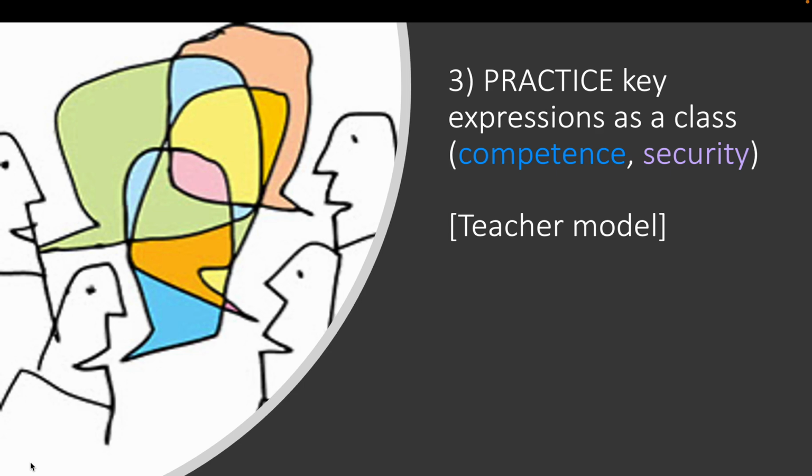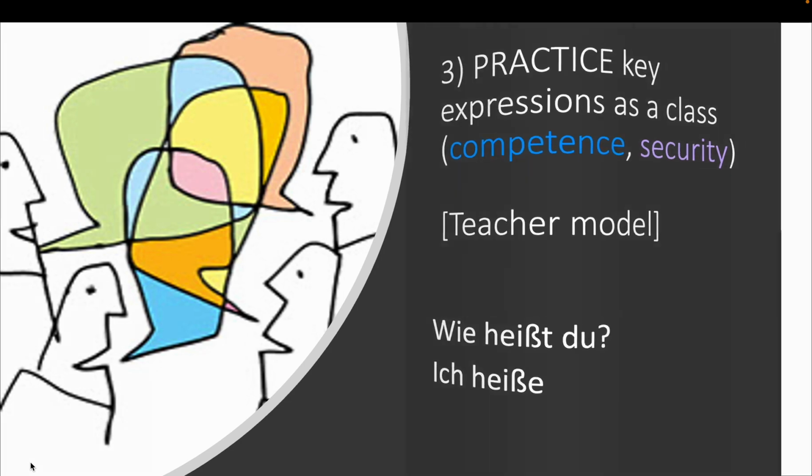The third tip is to practice the key expressions as a class before you do any activities. Or at least make sure you've done it a few times before. So for example, if I were to teach you how to introduce yourself in German, I would say, wie heißt du? Ich heiß. And then, we would practice again. Wie heißt du? Wie heißt du? Ich heiß. So we practice it. I model, then we practice it together, and then they go off and do it on their own.